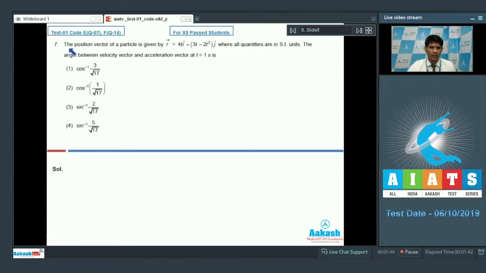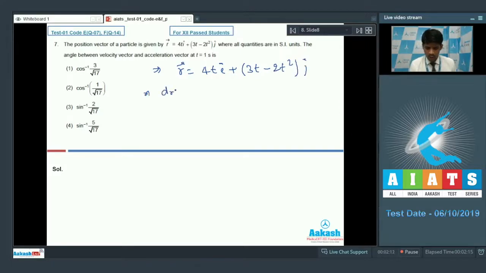In question number 7, the position vector of a particle is given by r = 4t i + (3t - 2t²) j, where all quantities are in SI units. The angle between the velocity vector and acceleration vector at t = 1 second. Quite simple. What we need to find out here is the velocity and acceleration. r is given as 4t i plus (3t - 2t²) j.